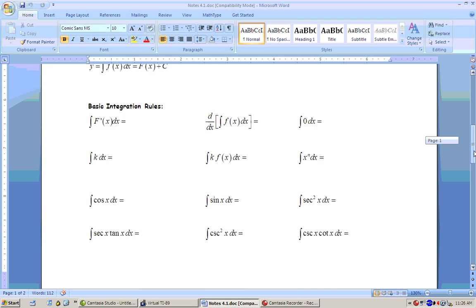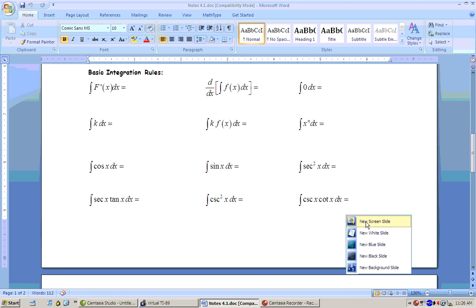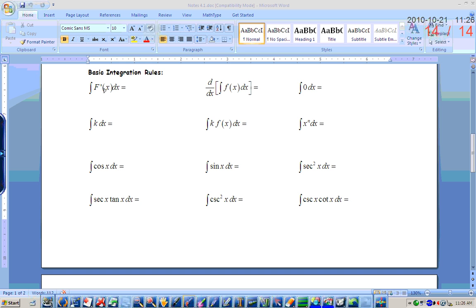Okay, basic integration rules. If you were to integrate capital F prime, so what function has a derivative of capital F prime? F of x, big or little f? It would be big the way that this is written, okay? Because if I take the derivative of capital F of x, I'm going to get capital F prime of x. It can be referred to as little f of x, but that's not what it's asking right here.